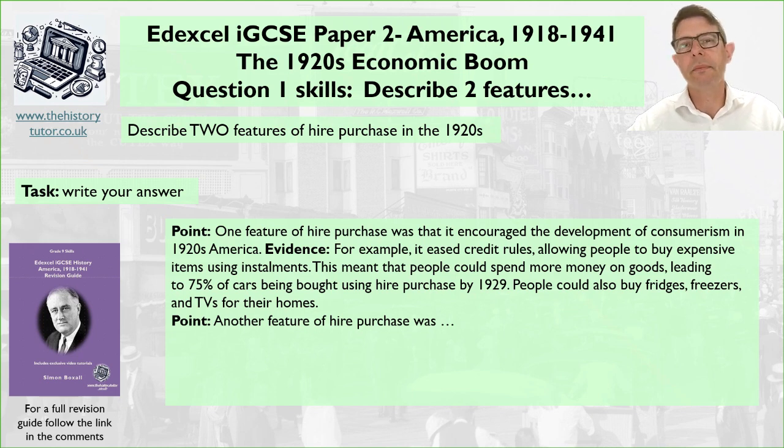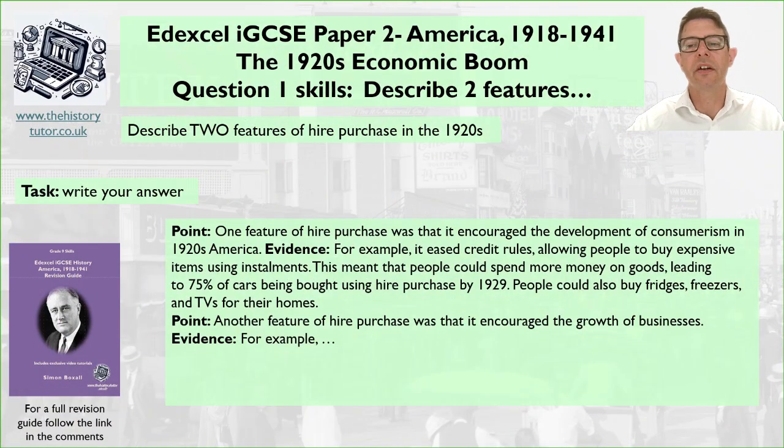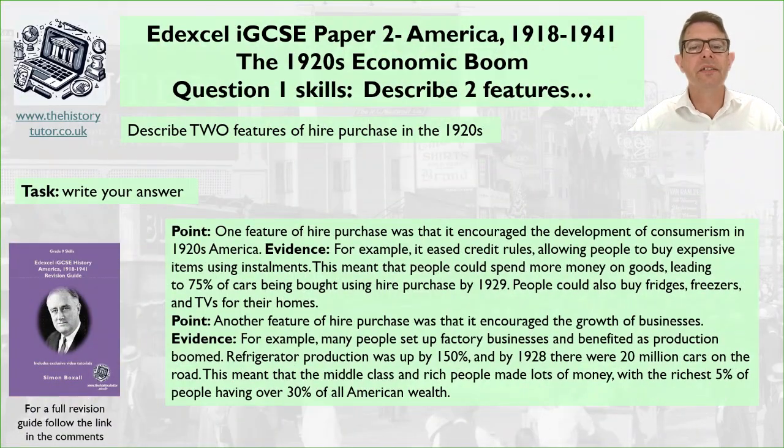So now let's make an opening point for our second point. Another feature of hire purchase was, think about our plan, how you're going to start this paragraph. Pause it now, away you go. Okay, so I said another feature of hire purchase was that it encouraged the growth of businesses. It could also link to greater jobs as well, of course, and gave people money. For example, pause me now and back up your idea with some evidence. Okay, so I said, for example, many people set up factory businesses and benefited as production boomed. Refrigerator production was up 150%, and by 1928 there were 20 million cars on the road. This meant the middle class and rich people made lots of money, the richest 5% of people having 30% of all American wealth. It's pretty much the plan put into sentences there.